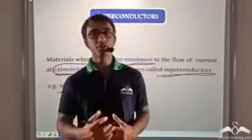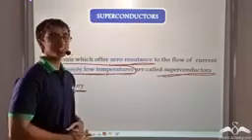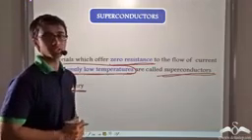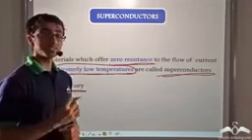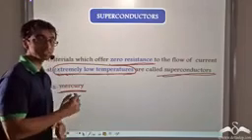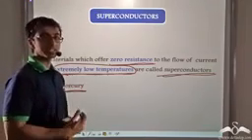We also learnt about a new term called resistivity, which was the specific resistance of a conductor. We also learned that resistivity is a characteristic of a given material, but it varies from material to material.